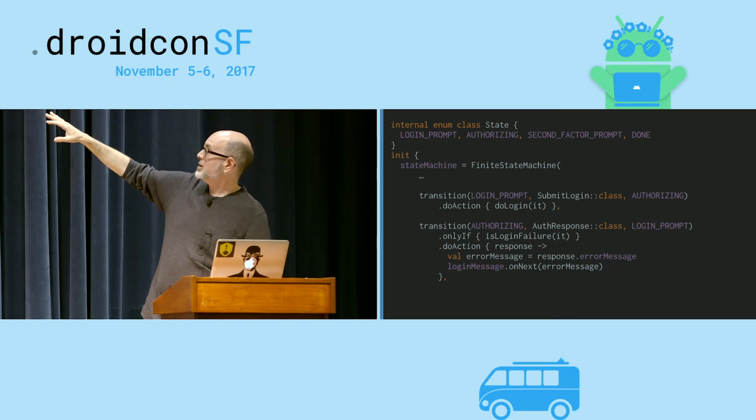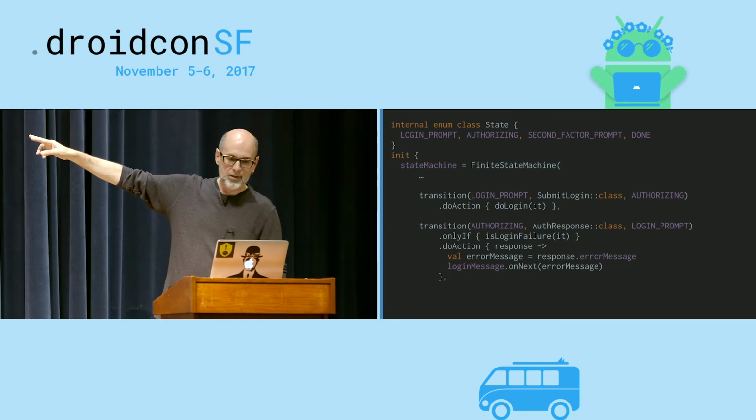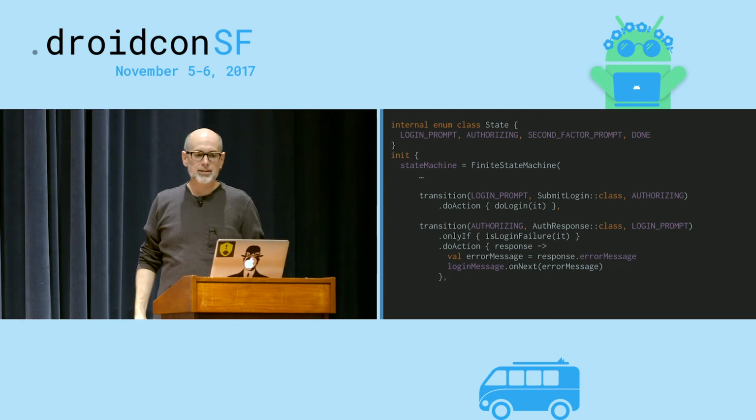If I'm in the authorizing state already, I'll go back to the login prompt when I receive an authorized response object. I'm also going to return to the login prompt if I receive a failure, and I'm going to update the error message to show it. And the code winds up looking like this.